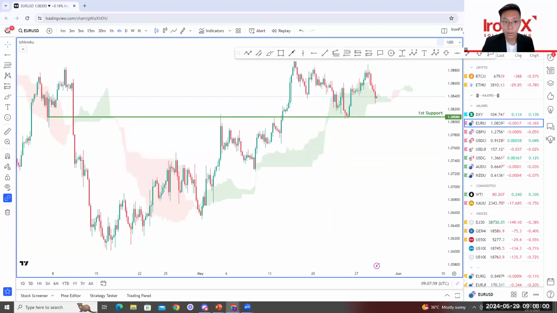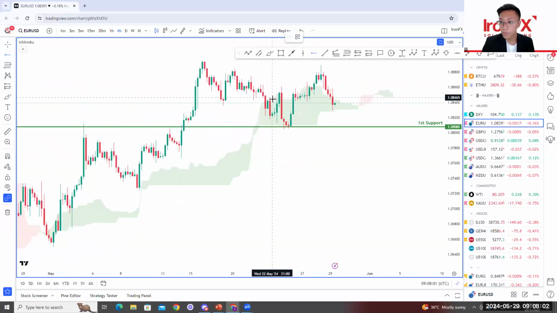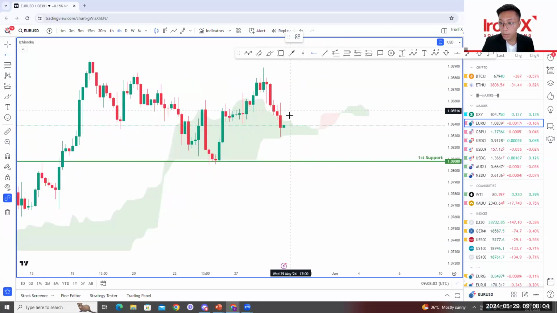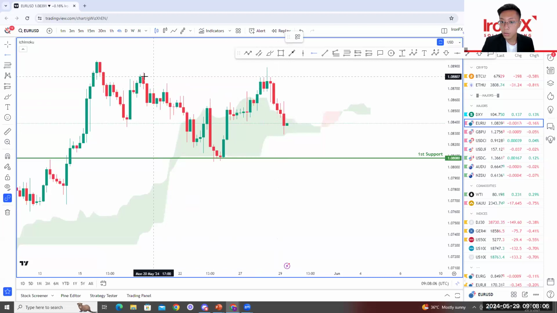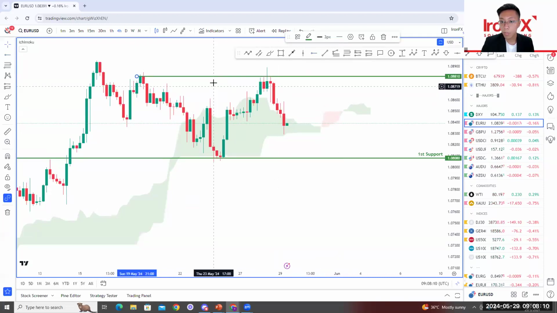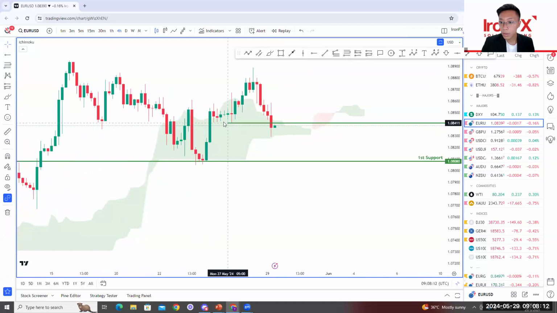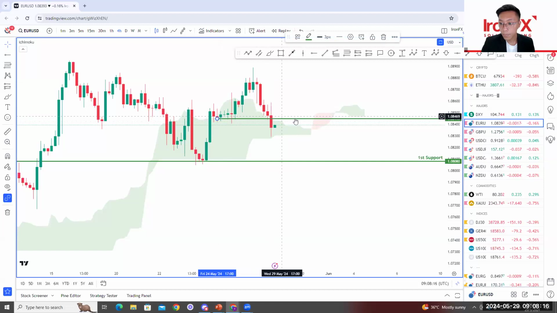Then you will start to mark out your first resistance. For the first resistance, usually people would tend to look at this area right here. But if you look at this area, it was acting as a level of support, right? And it could possibly act as a level of resistance for price to maybe head up here and then fall downwards before you start to enter for buys.